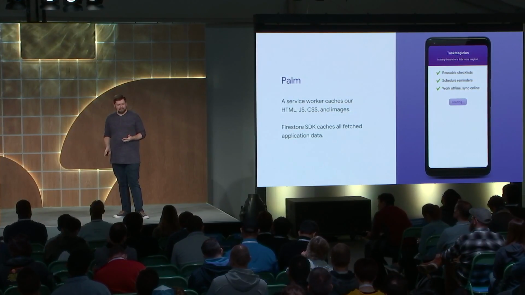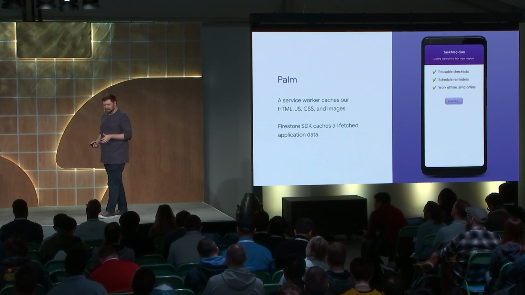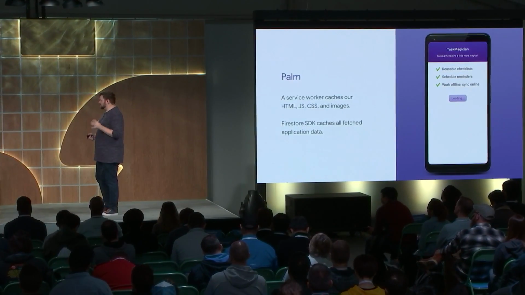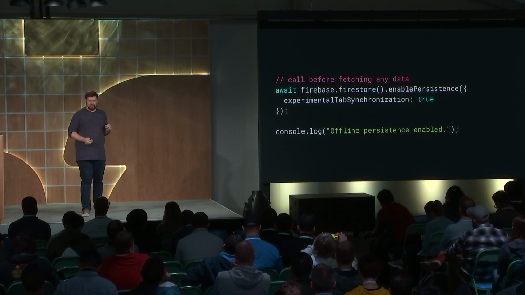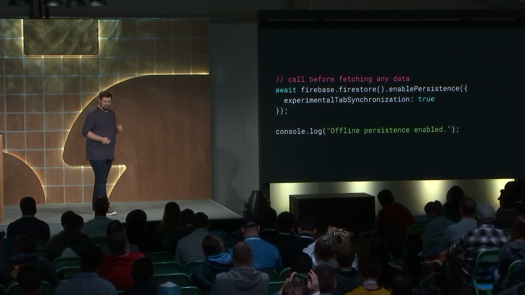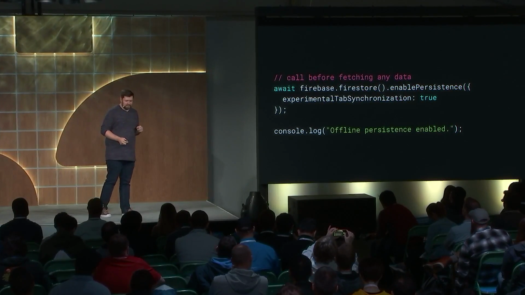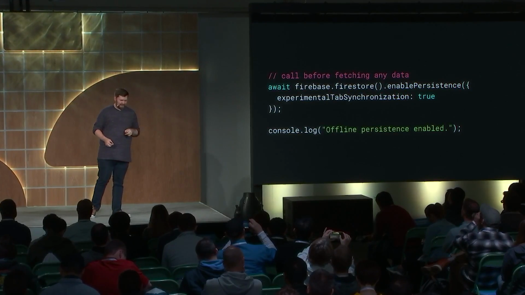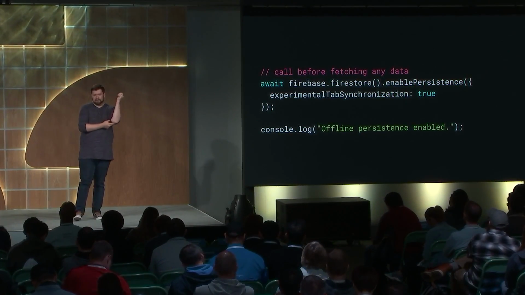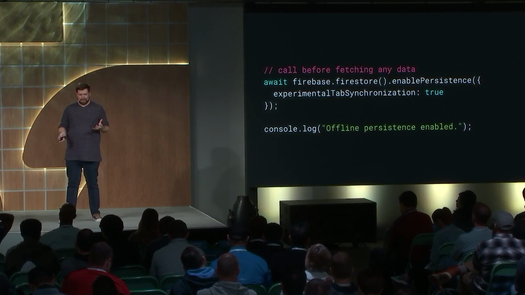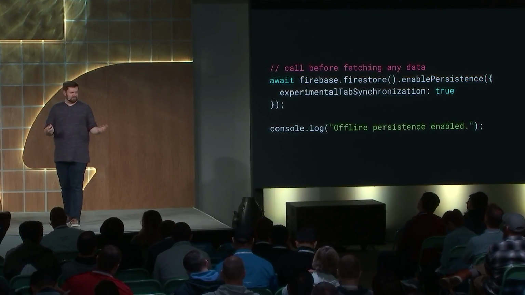And I'm going to take that second one first, because enabling offline persistence in Firestore is so easy that I'm still amazed by it. It's literally one call, and now your Firestore app will work offline. Using the Firestore SDK, you just say enable persistence. In this case, I've passed an option that makes it work across multiple tabs as well, and you're done. That's literally all you have to do.